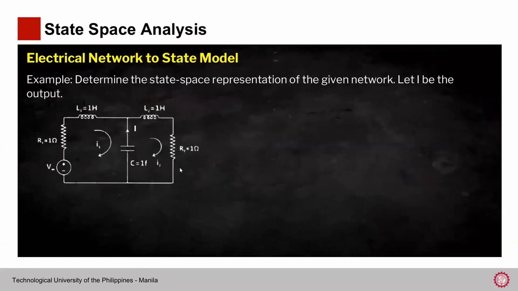Okay. Next example, guys: determine the state space representation, or the state model, of the given network. Let I be the output. So in this case, the I, as you can see there, is our output. Alright. Okay. Now guys, as you can see here, we now have two inductors, correct? Two inductors. So definitely we have two states, we have three actually, together with the capacitor voltage.